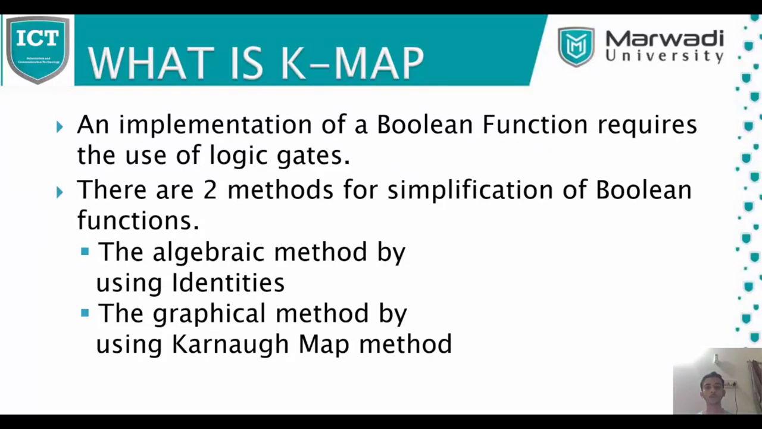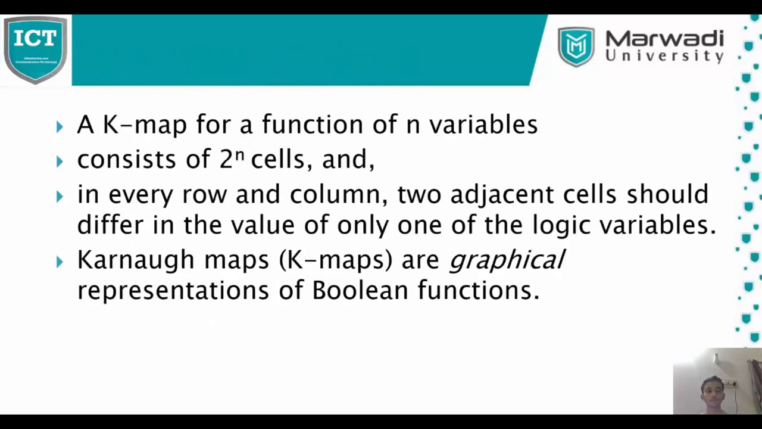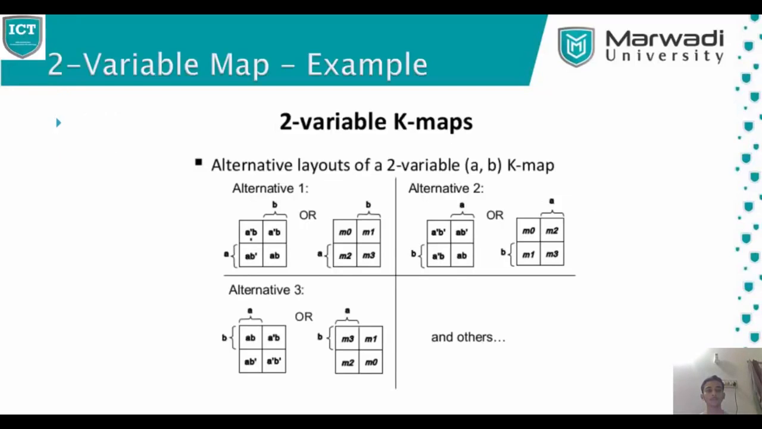An implementation of a Boolean function requires the use of logic gates. There are two methods for simplification of a Boolean function. First is the algebraic method by using identities, and the second is the graphical method by using the Karnaugh map method. A K-map, or Karnaugh map, for a function of n variables consists of 2 raised to n cells, and in every row and column, two adjacent cells should differ in the value of only one of the logic variables. Karnaugh maps or K-maps are graphical representations of a Boolean function.